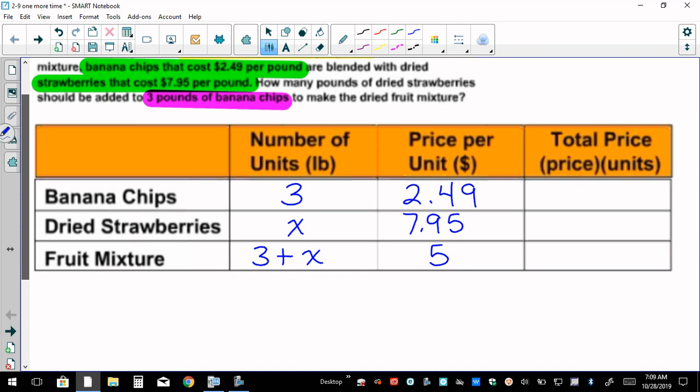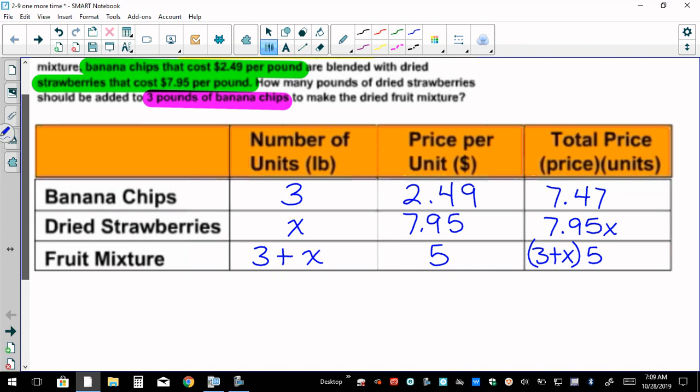Okay, so now we go the other way. We go horizontally, and we have the number of banana chips at 3. Price per unit $2.49. So 3 times $2.49 is $7.47 for 3 pounds of banana chips. Same thing with dried strawberries. We have x times $7.95 per pound, so we have $7.95 times x. And then the fruit mixture, we have number of units times price per unit. Number of units is 3 plus x times $5 per pound, and that gives us a fruit mixture.